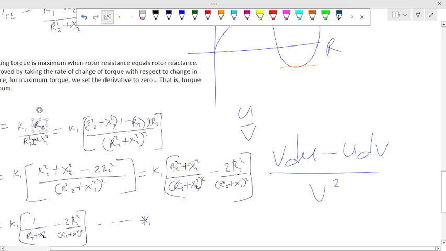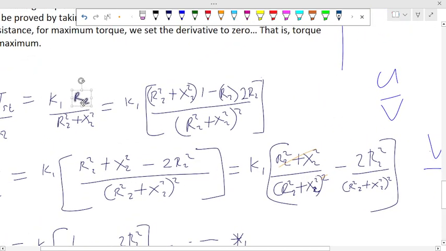So differentiating this part, you get 2R2. Plus, when you differentiate this, of course, there is no R here. We are differentiating with respect to R, so when you differentiate this, you get 0. So what we have here is 2R2 plus 0.